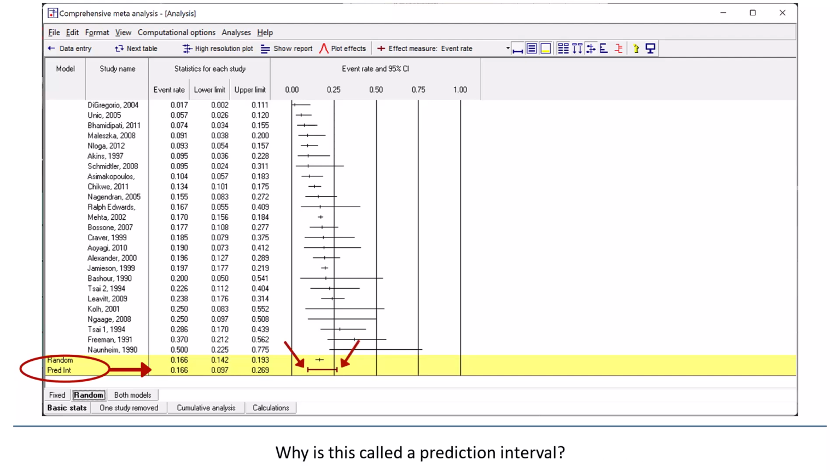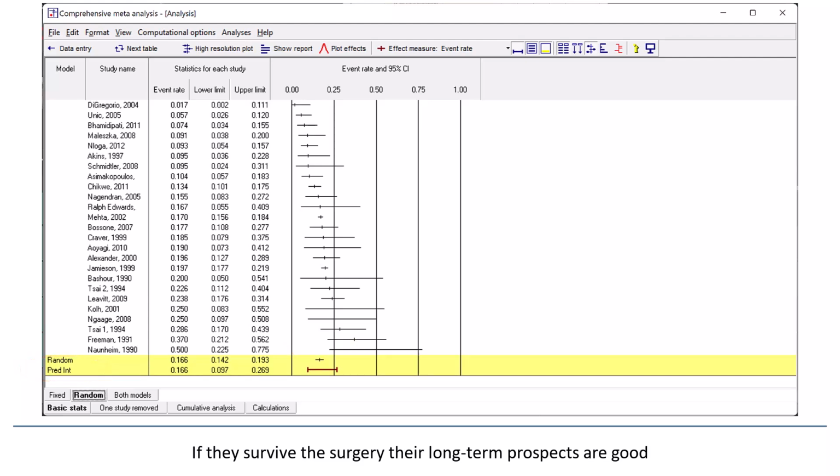Why is this called a prediction interval? Well, suppose that someone needed to decide whether to undergo this surgery. If they survive the surgery, their long-term prospects are good, but they need to balance this against the short-term risk. They asked me how likely it is that they would die as a result of the surgery. I would predict that their risk would fall somewhere between here, and I would be correct for some 95% of all populations.